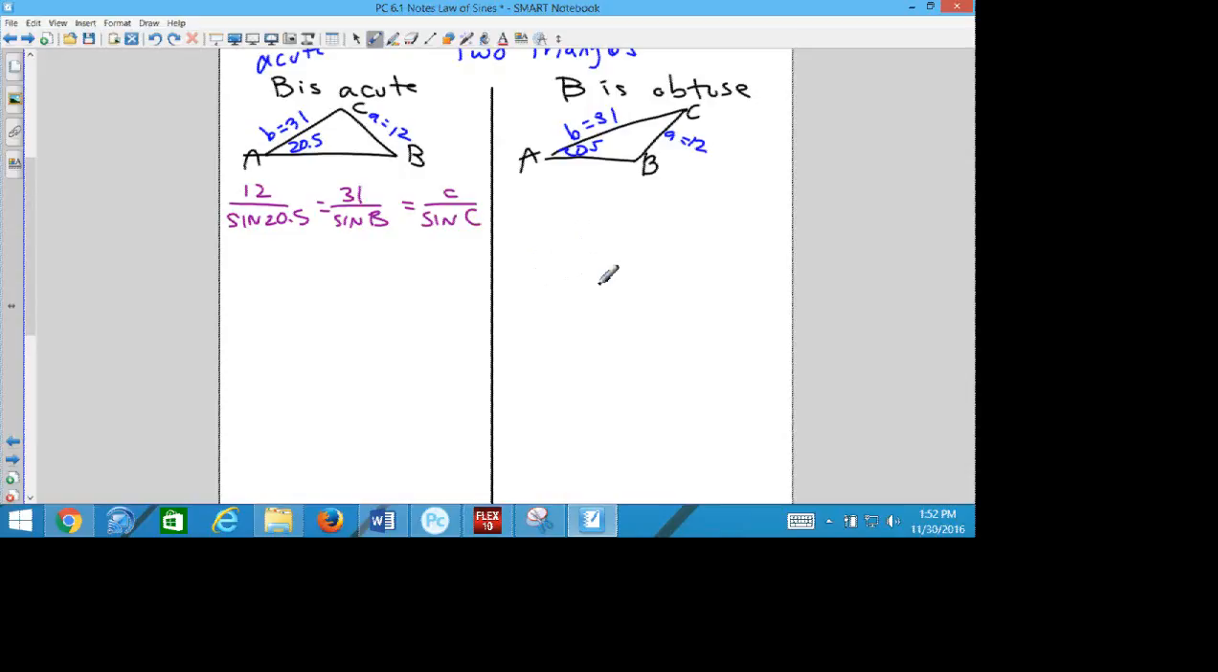So what should we solve first? Angle B. So we'll cross multiply there. Let me change color. We're going to get that sine B is equal to 31 sine 20.5 divided by 12. That was me cross multiplying really fast. That's going to give me inverse sine of whatever that answer is.